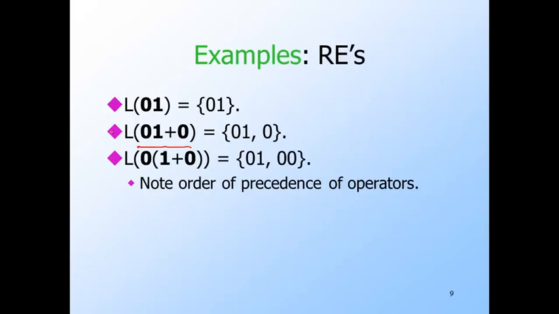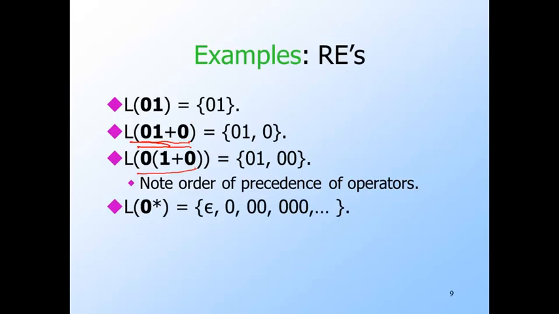The language of 0 concatenated with 1 plus 0, that's this expression, is the two strings 0, 1 and 0, 0. Notice that we need parentheses to force the plus to group first. Without them, since concatenation takes precedence over plus, we get the interpretation of the second example, that is, this one, and obviously you would get somewhat different languages. The language of 0 star is the star of the language containing only the string 0. This is all strings of zeros, including the empty string.